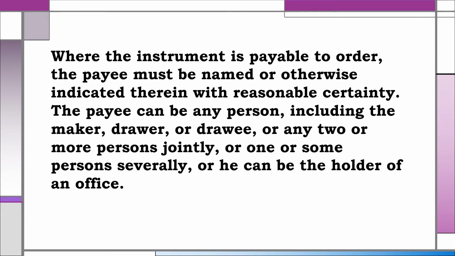Where the instrument is payable to order, the payee must be named or otherwise indicated therein with reasonable certainty. The payee can be any person, including the maker, drawer, or drawee, or any two or more persons jointly, or one or some persons severally, or he can be the holder of an office.